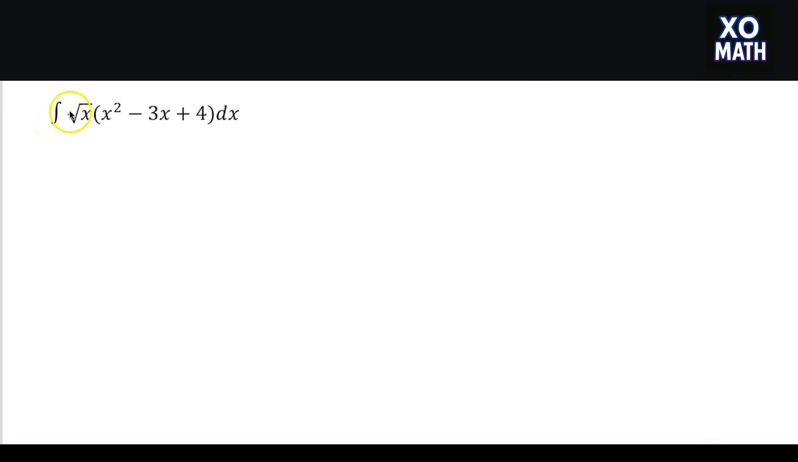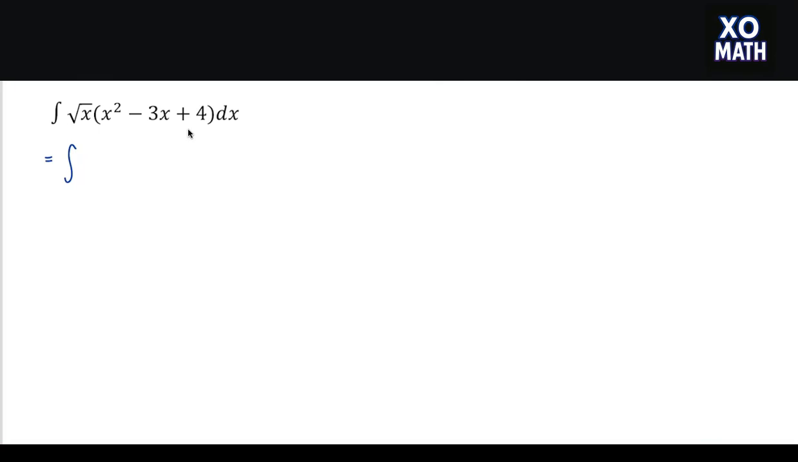I have the integral of the square root of x times the quantity x squared minus 3x plus 4 dx. Now here I have a product, and we know that we cannot integrate each part of a product individually. I have to, in this case, use some algebra first and distribute so that all my terms are added or subtracted. So I'm going to have the square root of x times x squared.